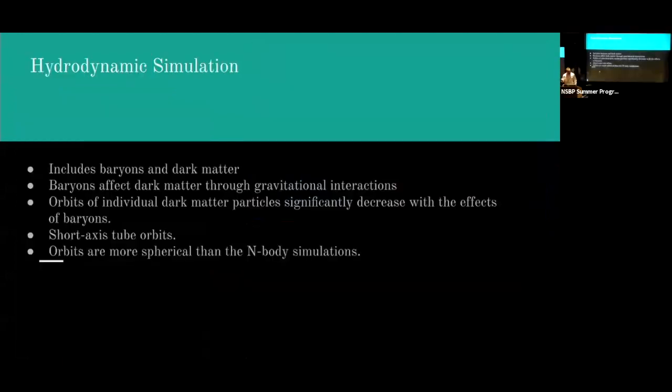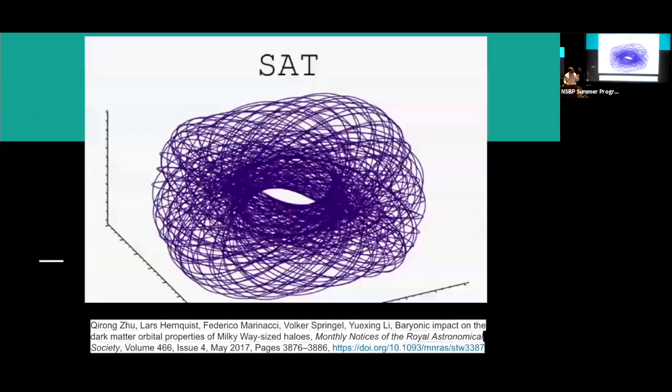So what did I look at? I looked at hydrodynamic simulations. In hydrodynamic simulations, we include baryons interacting with dark matter through gravity. So what are the effects of these gravitational interactions? Well, as you're going to see in the simulation, there's fewer of these subhalos moving inside the virial radius. That has a direct effect from the baryons. It's more of a spherical movement, so it's more circular throughout, and it moves in these things called short axis tube orbits. There's going to be a picture of that coming up in the next slide, so if you want to go to the next slide, you can actually see these orbits.